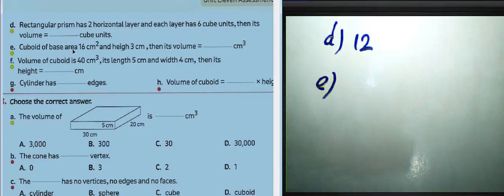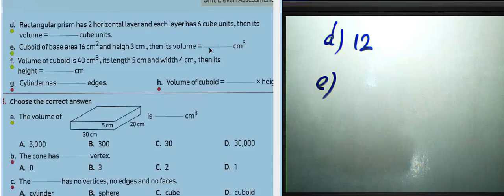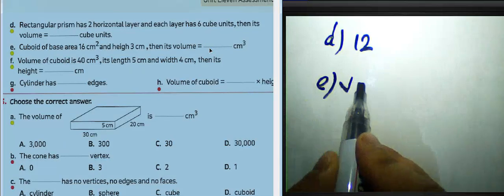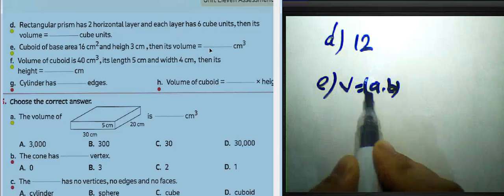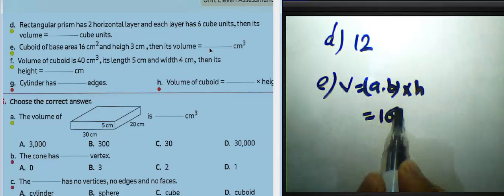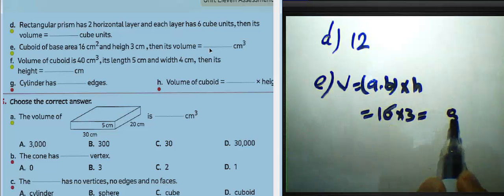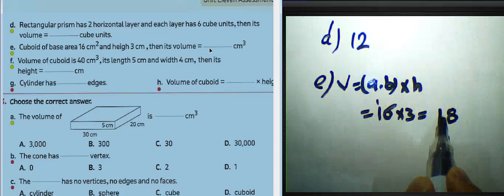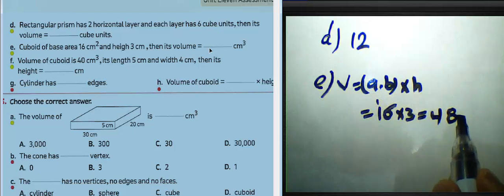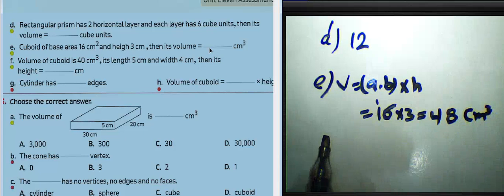A cuboid of base area 16 square centimeters and height 3 centimeters, the volume equals what? We know the volume equals the area of the base times the height. The area of the base, 16, multiplied by height 3. 3 times 6 equals 18. 8 and carry 1. 1 times 3 equals 3, plus 1 equals 4.